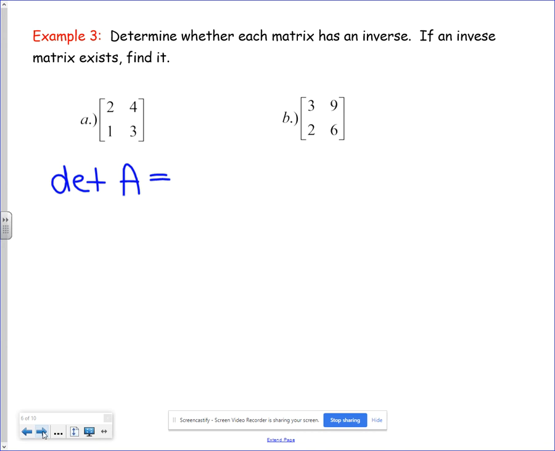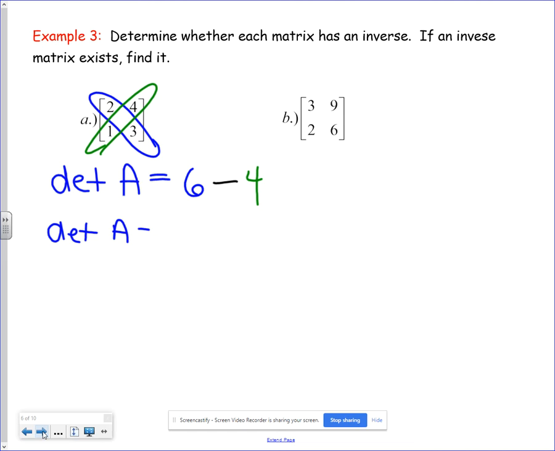So we're going to multiply these again. 2 times 3 is 6. And then we're going to subtract 1 times 4, which is 4. So the determinant of matrix A is 2. Since it's not 0, that means it has an inverse. We can find the inverse. So let's find the inverse of this matrix.